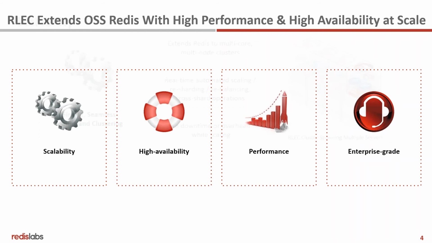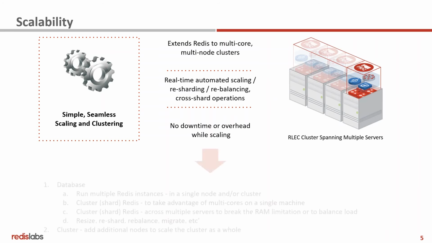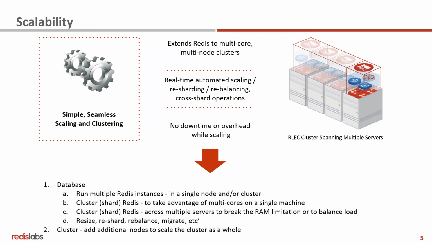So from a scalability perspective, first of all, RLEC extends Redis to multi-core and multi-node clusters. And it enables you to get real-time automated scaling. You can reshard, you can rebalance, you can do cross-shard operations, and you can do all of those with no downtime or overhead while you're scaling your database or the cluster as a whole. So bottom line, what does this mean? For the database, first of all, you can run multiple Redis instances in a single node or in the cluster, which is a group of multiple nodes. You can cluster or shard Redis to take advantage of the multi-cores on a single machine.